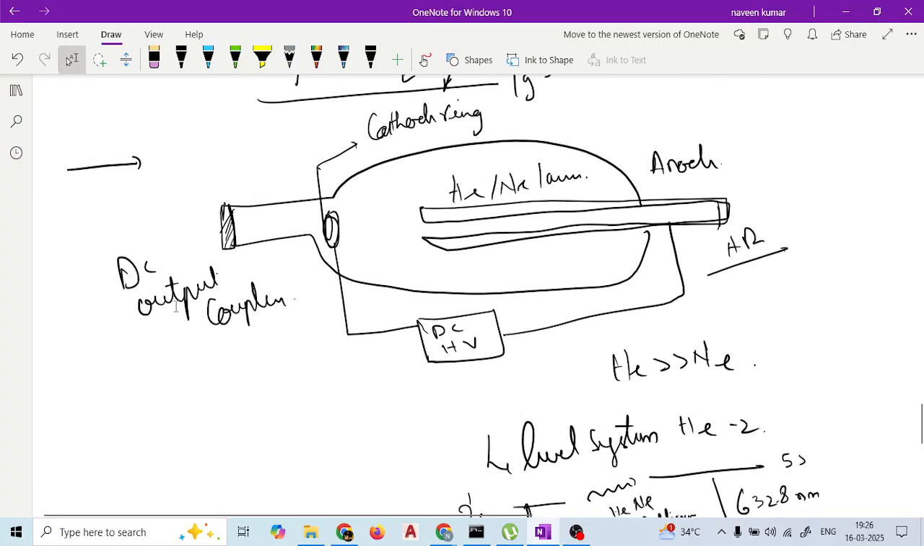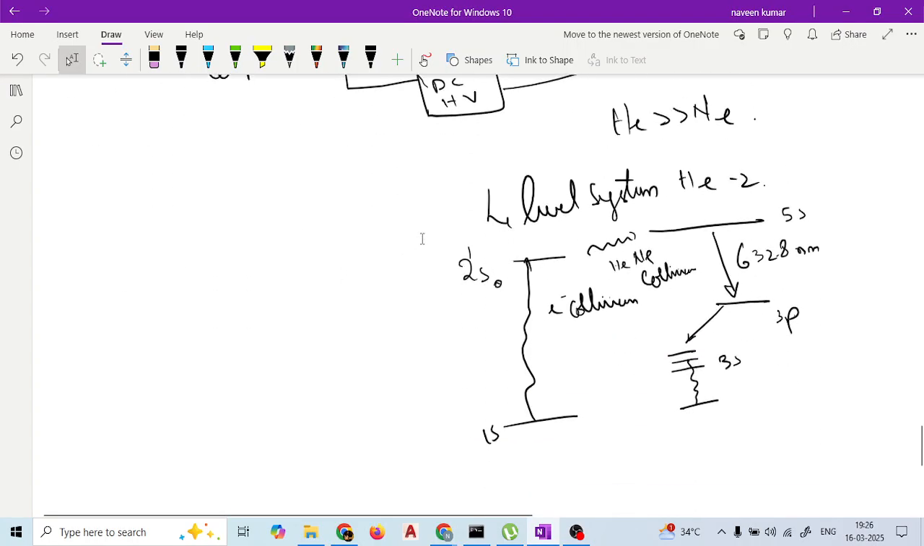high reflector, DC output to the coupler. Okay, so because of this kind of discharge tube, there will be a collision between the helium and the neon, which will have a more efficient impact on the generation of the light. Ultimately the helium, the excited state helium atom, then collides with your neon.